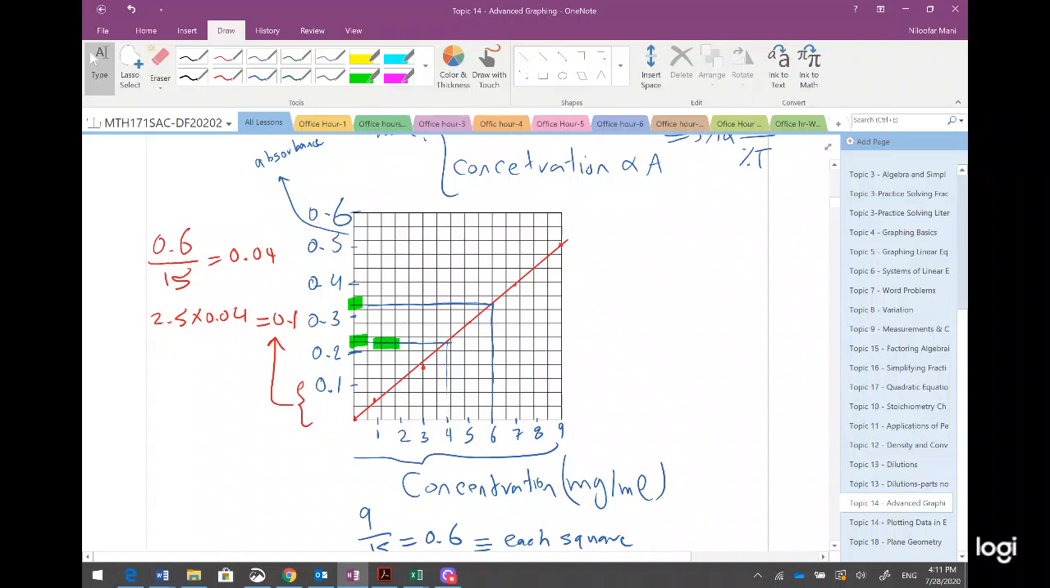Okay, so I look at my maximum, I divided by 15. This is what we did in topic 4. Make sure to do practice on it. In the quiz, you need to do more practice.